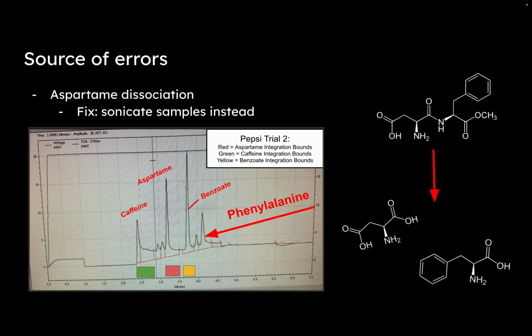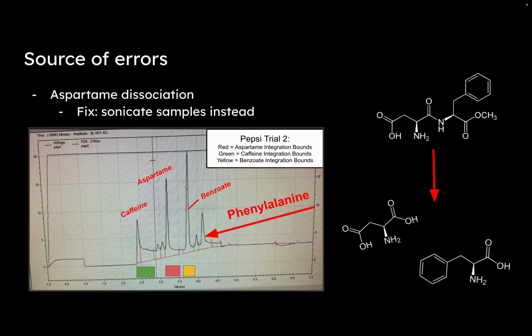And that's in fact why I decided to do six-fold standards. But some other niche sources of error: aspartame dissociation. A peak at about 4.0 retention time is a phenylalanine peak, and phenylalanine is one of the residues on the aspartame dipeptide. When it dissociates, it has this very nice, sharp, characteristic peak. It's chromophoric, so when it goes to the PDA detection, it's going to be absorbing quite a bit. So how could you fix this? Well, maybe sonicate the samples instead.